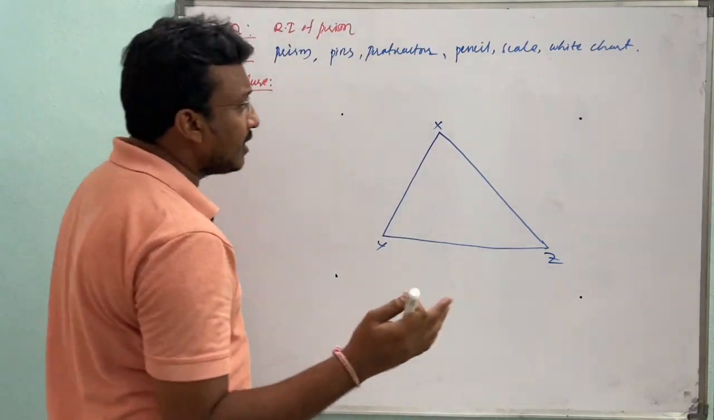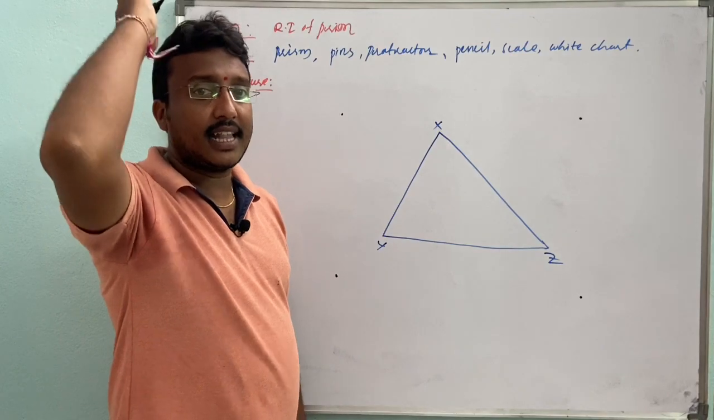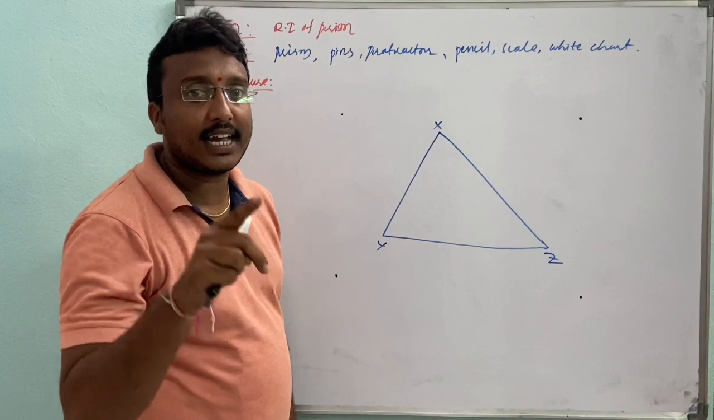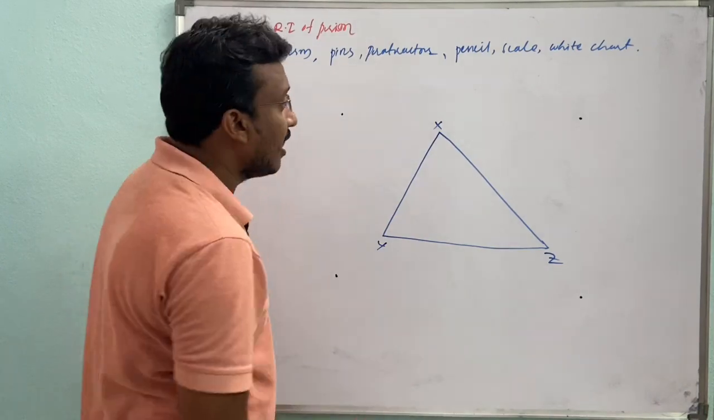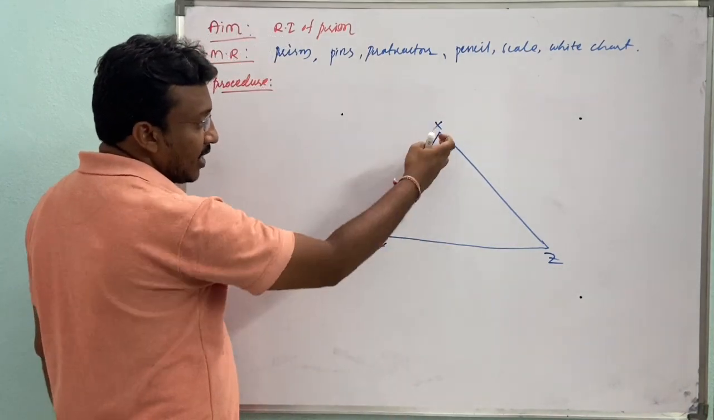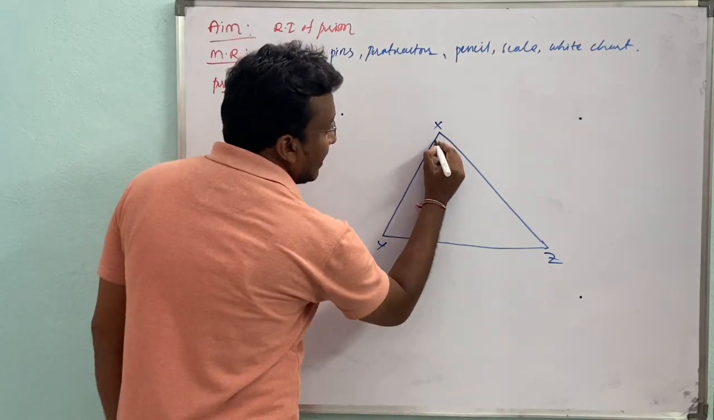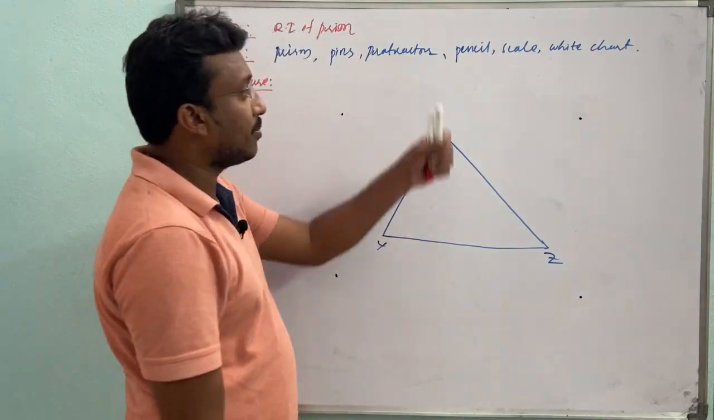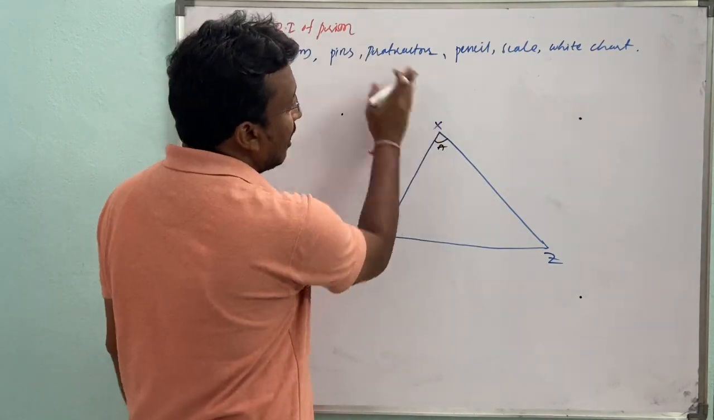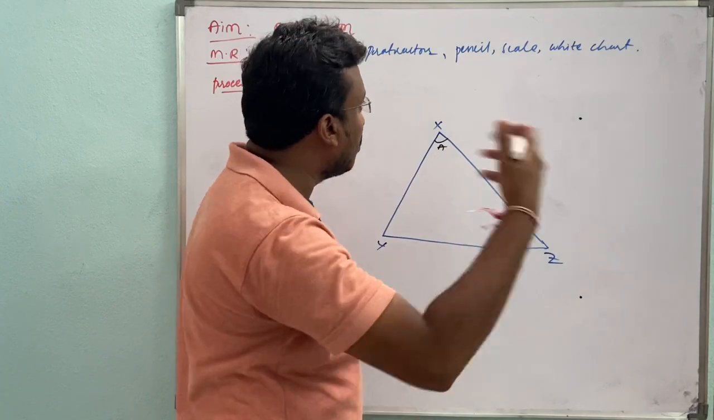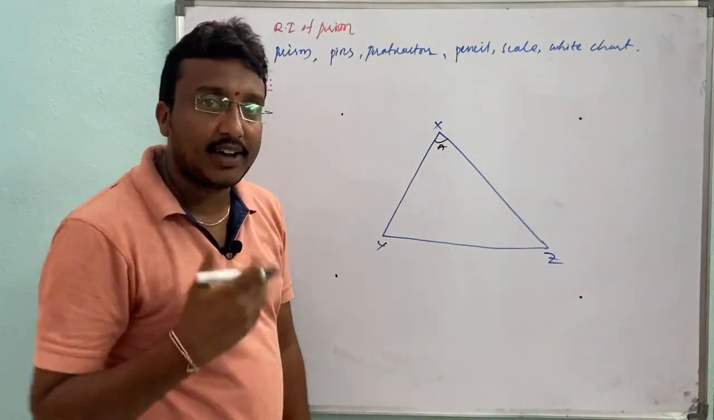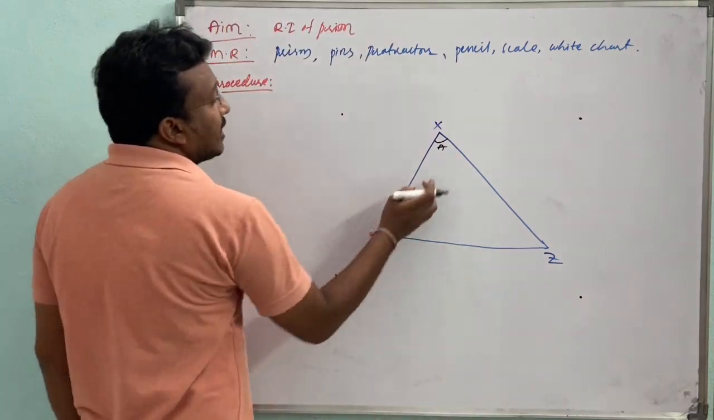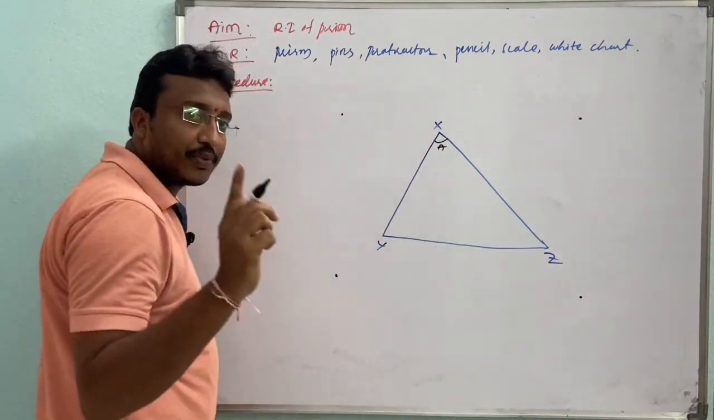Which is the angle of prism? We discussed in the last class. The angle made between the two refracting surfaces is called the angle of prism. We discussed in our last class or not? Right. Which are the refracting surfaces here? XY and XZ. Then this angle is called the angle of prism. With the help of the protractor, measure the angle of prism. You know how to use the protractor. You have practiced well in mathematics.